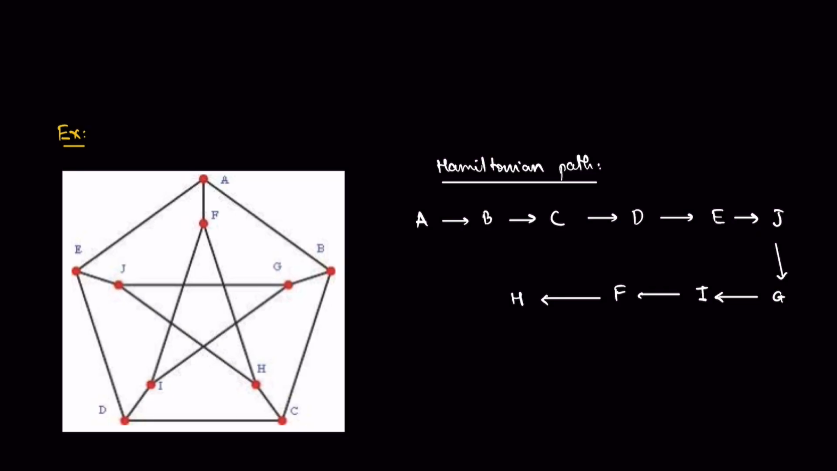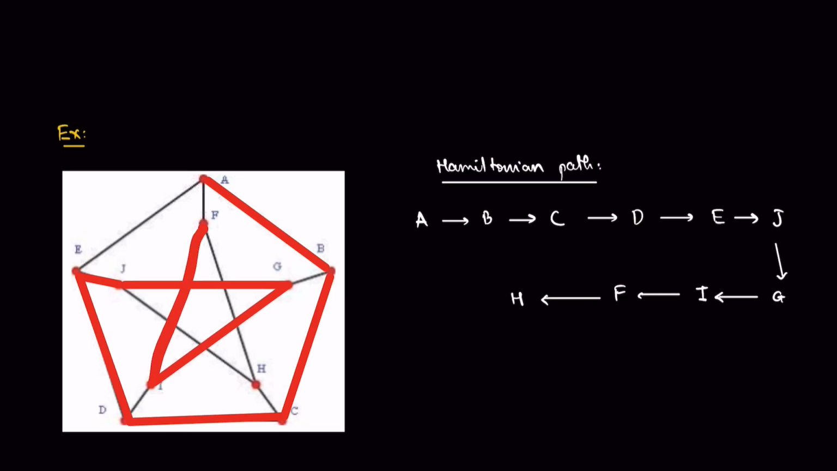So this is how you go. You start at A, you go to B. From B, you go to C. From C, you go to D. From D, you go to E. From E, you go to J. From J, you go to G. From G, you go to I. From I, you go to F. And from F, you go to H. Right. And that's what you got for the Hamiltonian path. There's no Hamiltonian circuit, as you can see. If we continue with H and you go back to J, you violate the Hamiltonian circuit requirement.